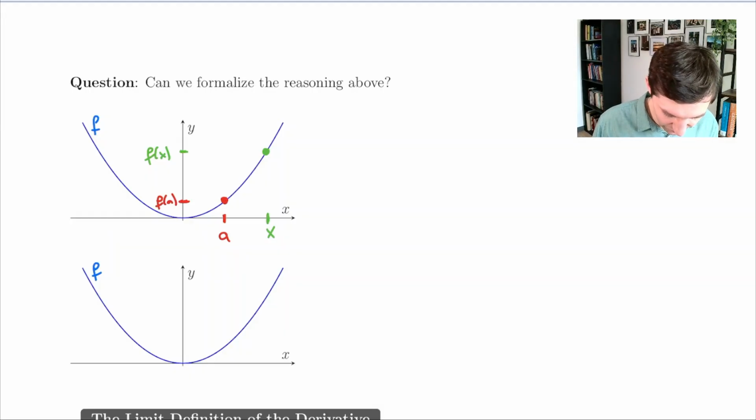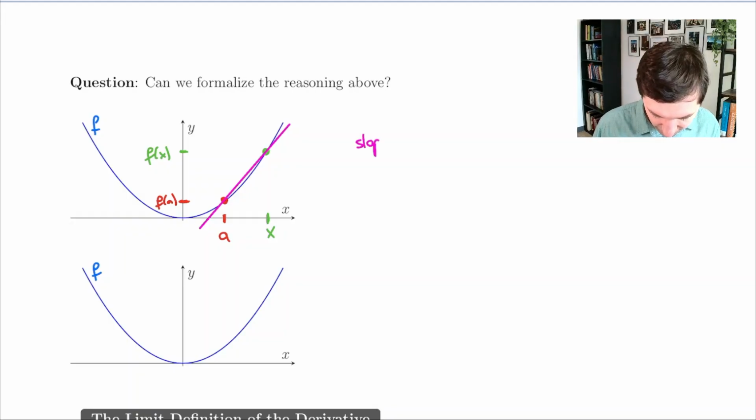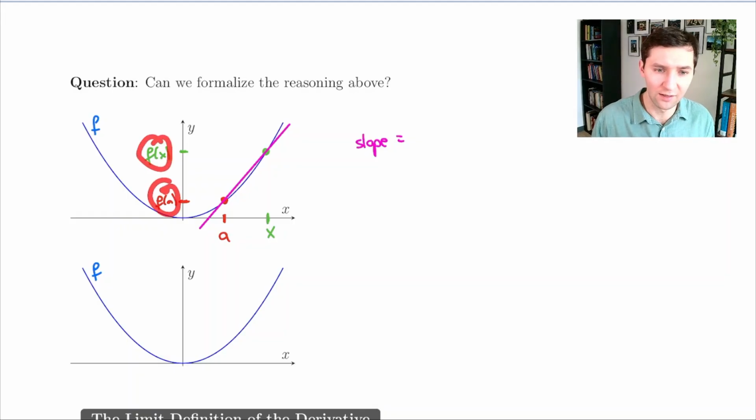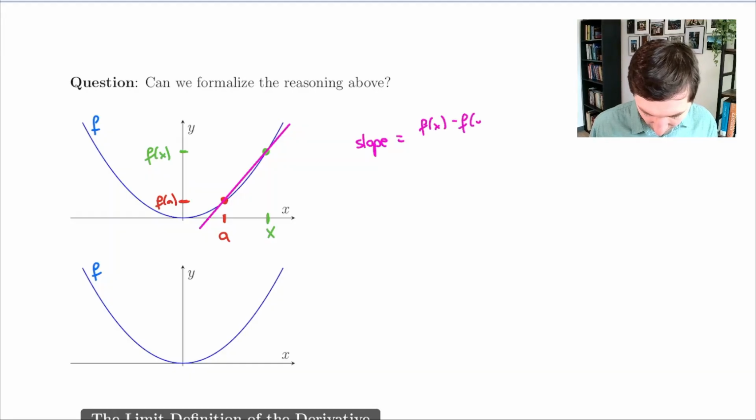Then I draw a straight line through these 2 points, and then I compute the slope of this secant line. And the slope of this secant line is computed by taking the difference in the y values and dividing it by the difference in the x values. So the slope is f of x minus f of a divided by x minus a.